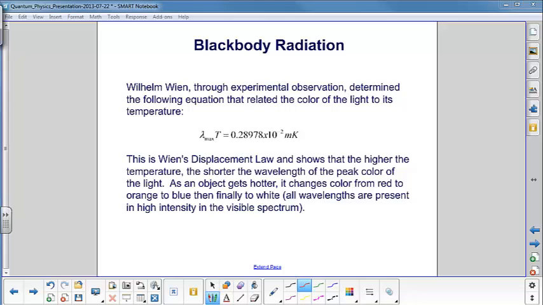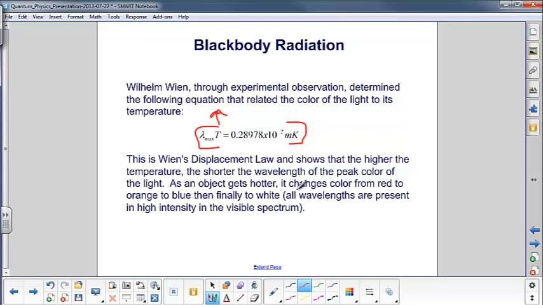Wilhelm Wien, through experimental observation, determined the following equation that related the color of the light, or its wavelength, to its temperature. This is Wien's displacement law, where lambda max, that just means the wavelength of the light that is the largest in intensity, the one you see the best, times the temperature is 0.28978 times 10 to the minus 2 meter Kelvin. As T goes up, in order for this equation to still hold, lambda has to go down, so the wavelength decreases.